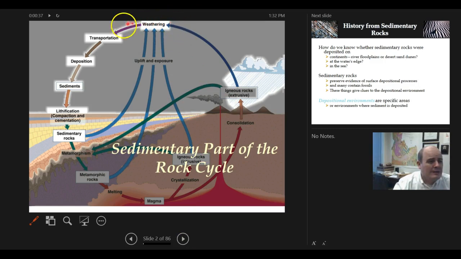So like we said before, we're going to be talking about the sedimentary rock cycle as a whole, where we're going to talk first about weathering, the breakdown of rocks, then the transportation of that material, or what we call sediment, the deposition of that sediment, then the lithification and compaction of those sediments, and then sedimentary rocks.